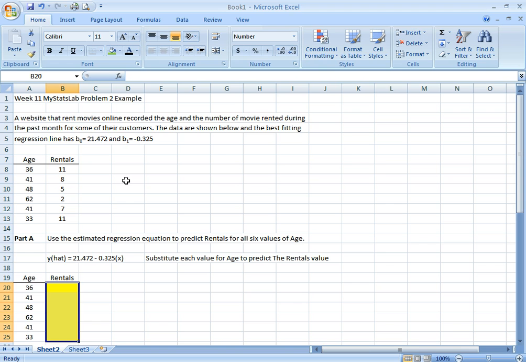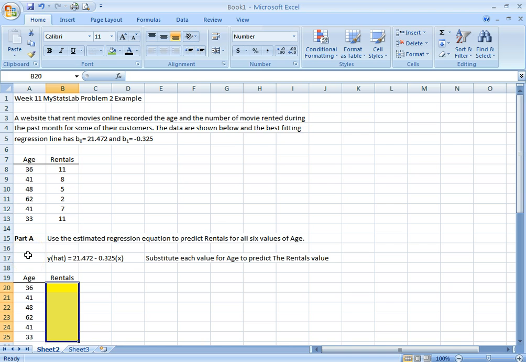In this problem we have a website that rents movies online, and they recorded the age and the number of movies rented during the past month for some of their customers. Here is our data, and we're also told that the best fitting regression line has a B0 of 21.472 and a B1 of negative 0.325.